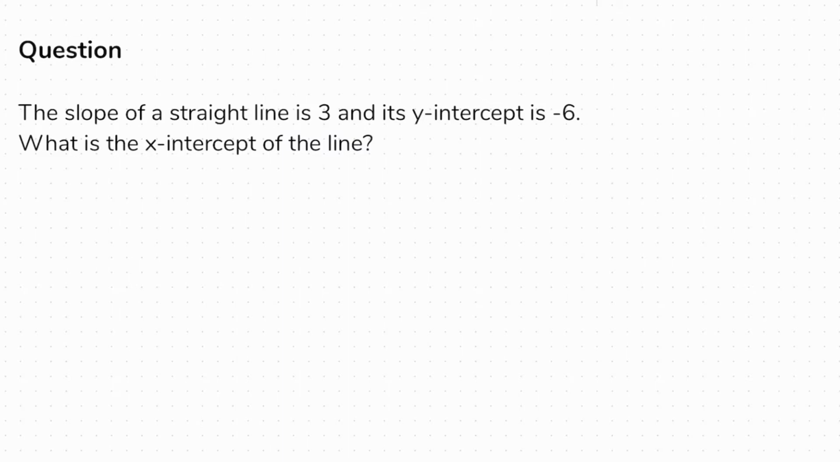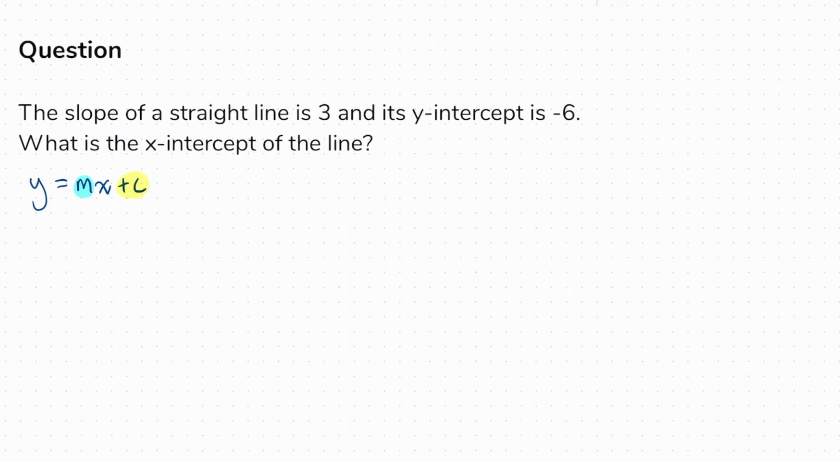Now, y equals mx plus c is the general equation for straight lines. What we have is the y, which is how far up and down we're going, and the x, how far left and right we're going. The other parts of this equation that are important are the m and the c.